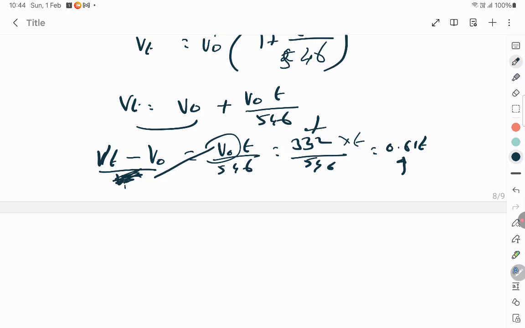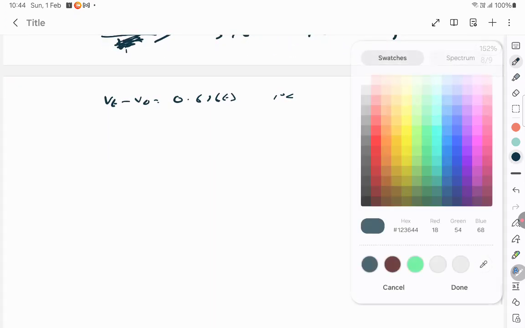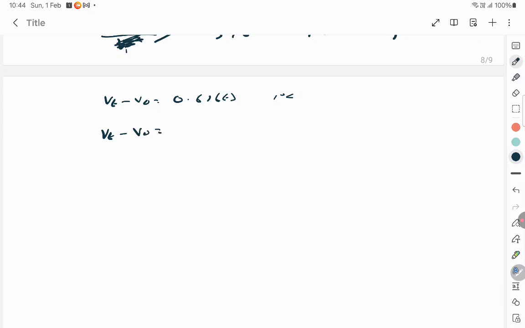So then, therefore, Vt minus V0 is 0.61 into T. If the temperature change is 1 degree Celsius, imagine it is 1 degree Celsius, Vt minus V0 is 0.61 meter per second. That is the change in the velocity, so the change in velocity is 0.61 meter per second.